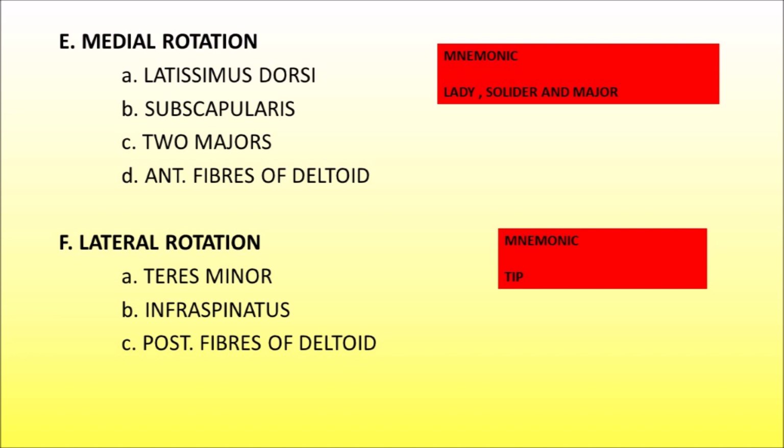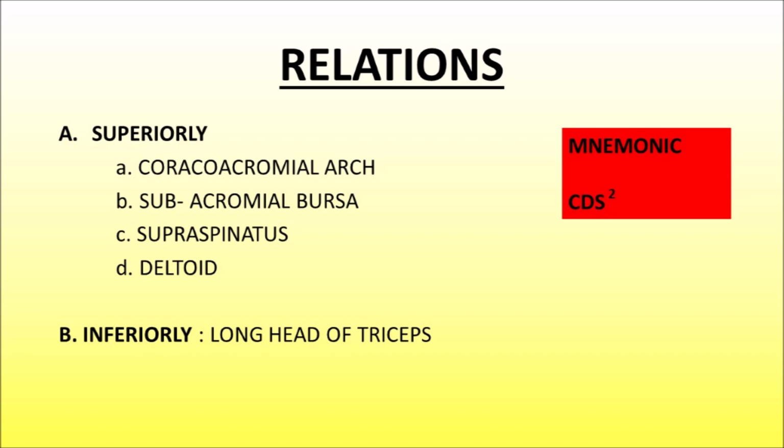Let us move on to the last rotation, which is the lateral rotation. Remember the mnemonic TIP, where T stands for teres minor, I for infraspinatus, and P for posterior fibers of the deltoid. Now, let us move on to the relations of the glenohumeral joint.